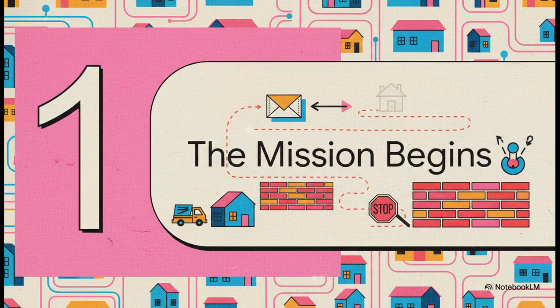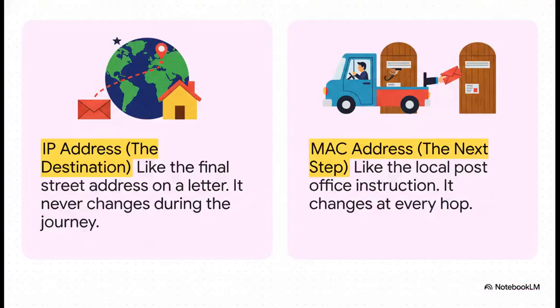All right, our packet is all bundled up and ready to go. It knows its final destination address, but it immediately has a problem. How does it even get out of its own neighborhood? To get this, let's use an analogy I love, the Postal Service. The IP address is like the final street address you write on a letter. It tells you the ultimate destination, 123 Main Street, Anytown, USA. And that address never, ever changes during the trip.